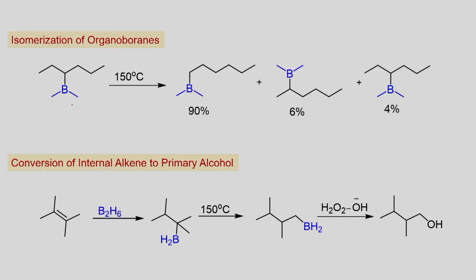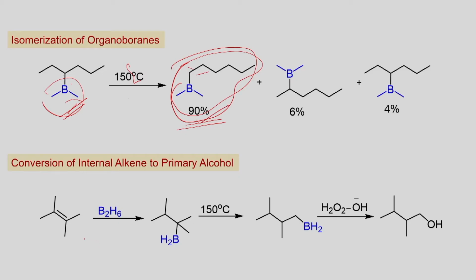Now let us look at this molecule here. When you have this alkene and react it with borane, you will be able to get this alkyl borane. And when you heat this borane at 150 degrees Celsius, it undergoes elimination followed by addition. In other words, it undergoes isomerization, because first it undergoes elimination followed by addition. Therefore, you get the less substituted, terminal borane. Here the more substituted one, due to steric reasons, eliminates and then undergoes addition. Therefore, you get this as the major compound.